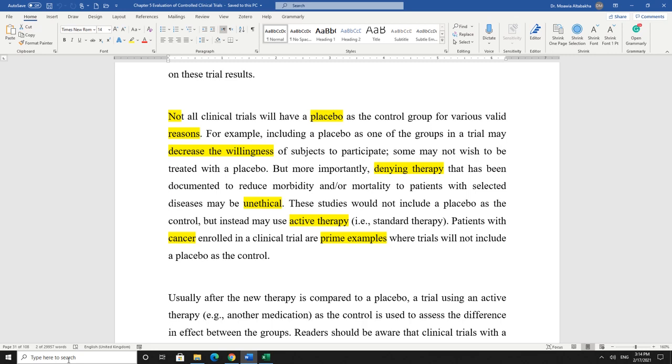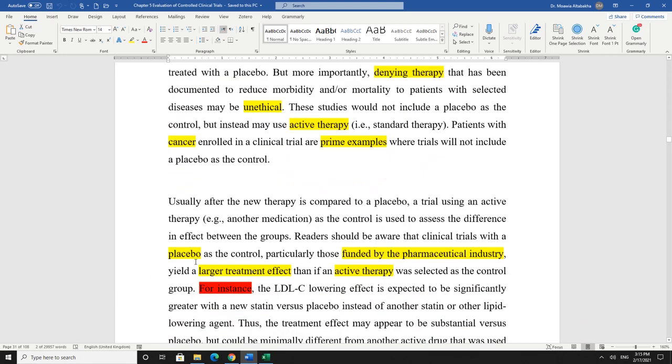I have to compare my drug with the best, with the first line treatment that prescribers use. And if I prove that my drug is more effective or more safe, then this will allow me to convince the prescribers that they should use my medication. Okay, so standard therapy here is important.